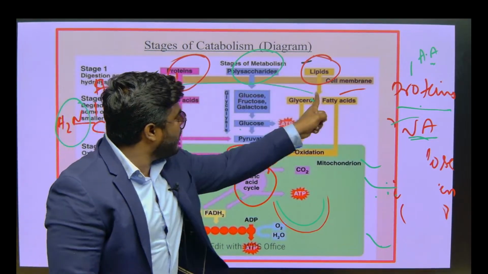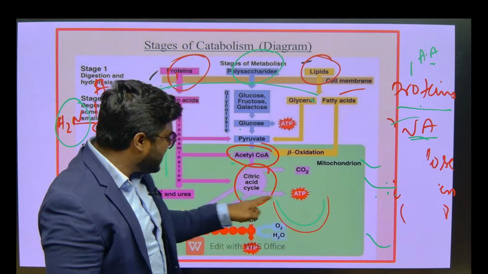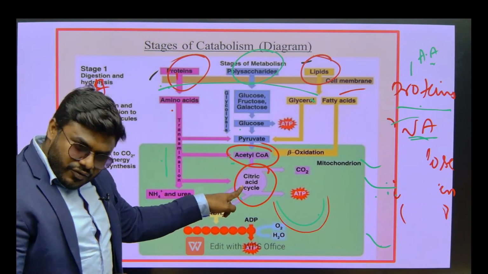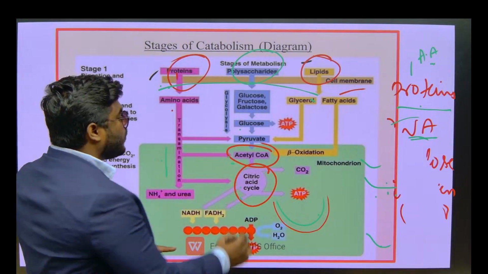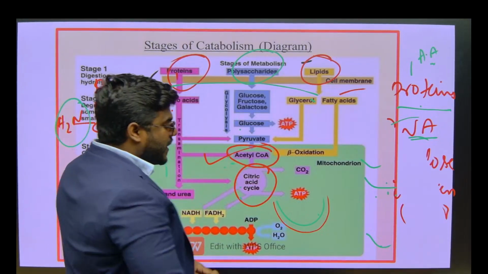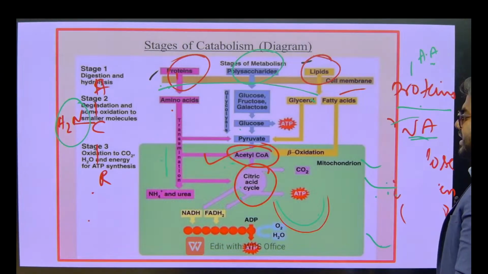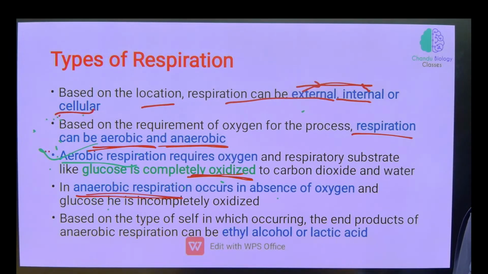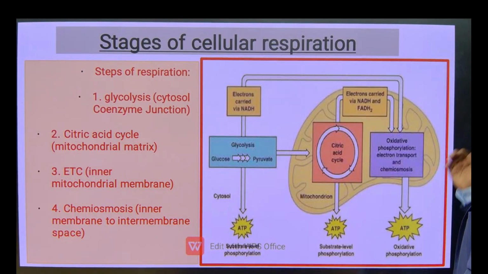Finally, any biomolecule, in order to produce energy, has to enter into the citric acid cycle. If the citric acid cycle wants to start, we require acetyl-CoA. Without that, we cannot start this citric acid cycle. Don't get confused over there. It is very simple.